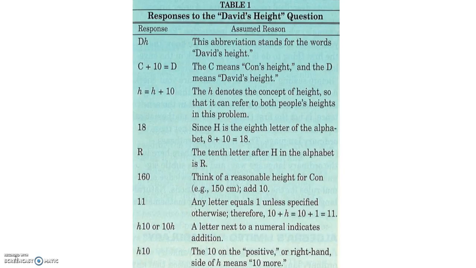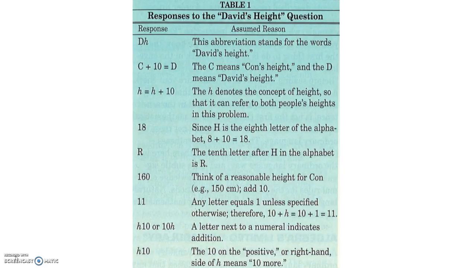Okay, hopefully you had a chance to read through the responses and try and make sense. We'll talk about a couple of them. So, some interesting things. For example, the first response, DH, this abbreviation stands for the words David's height. Makes total sense to a student, but for us, mathematically, is not accurate.